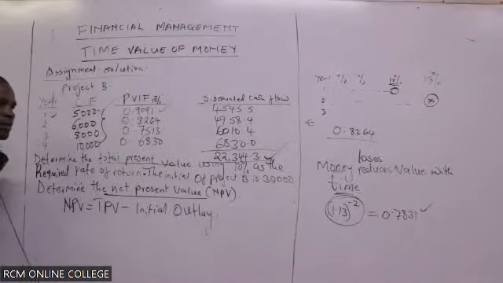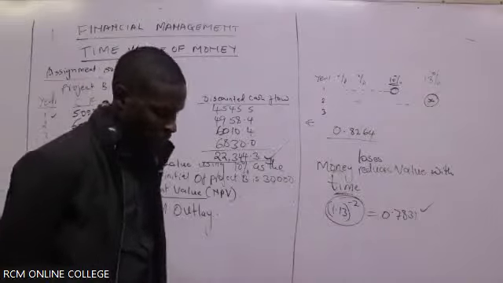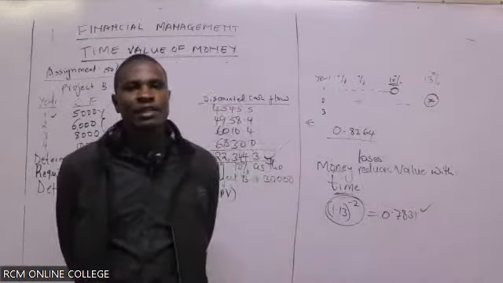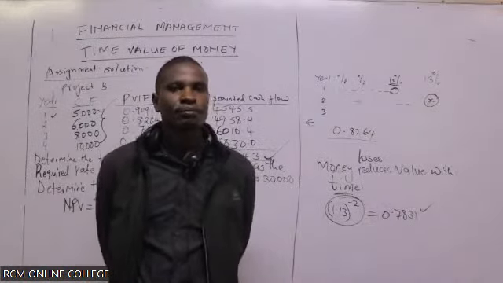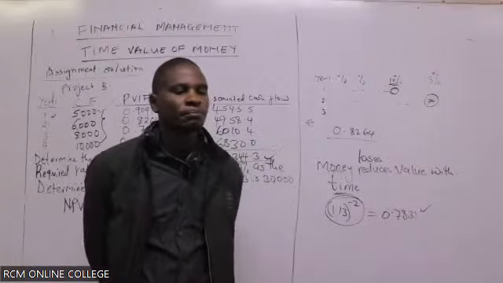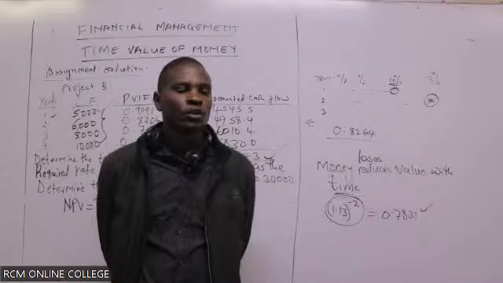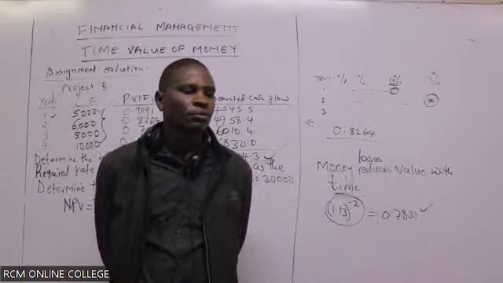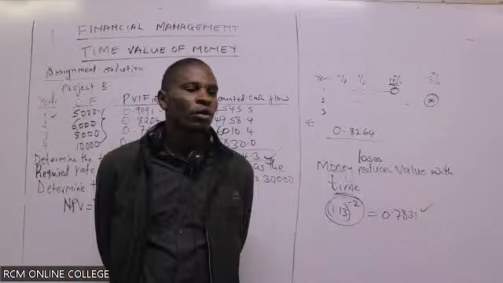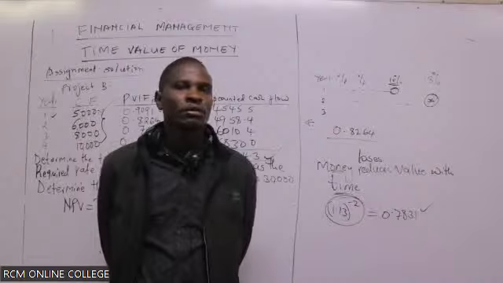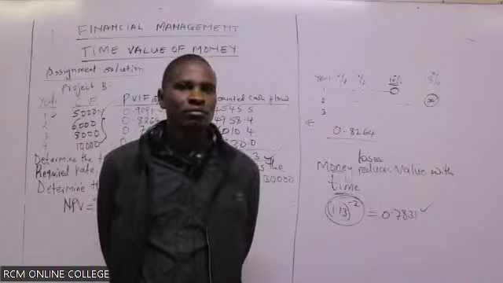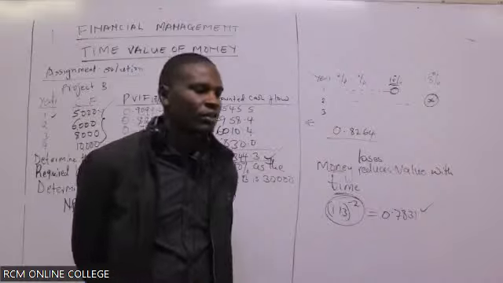What is our net present value? Somebody, what will be our net present value? 22,344. Kadhoni, naona kama umegonga mwamba. Review your answer. Use the calculator very well.